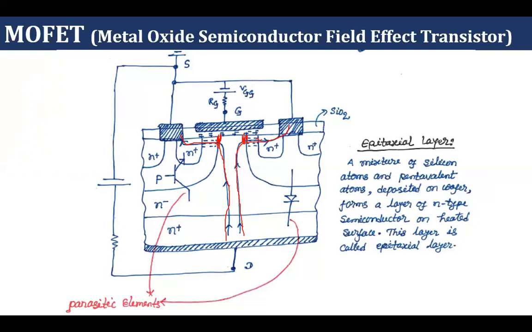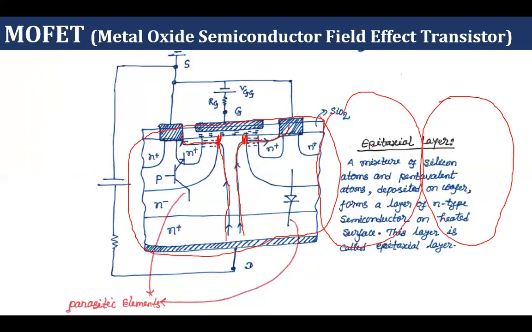This type of thousands of channels will be available within a single power MOSFET. I mean to say the whole structure will be repeated here and here, so we have thousands of similar structures, and all these metallic contacts will be connected at a single point, which is going to behave as the source, and all these gate terminals will be connected at a single point, and this is going to behave as the gate terminal.